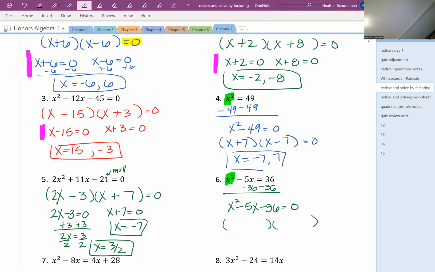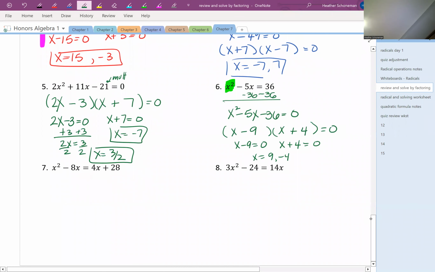So now when I go to factor it, my two numbers would be negative 9 and 4 because they add to negative 5 and multiply to negative 36. So my equation would be x minus 9 equals 0 and x plus 4 equals 0. So x equals 9 and negative 4.